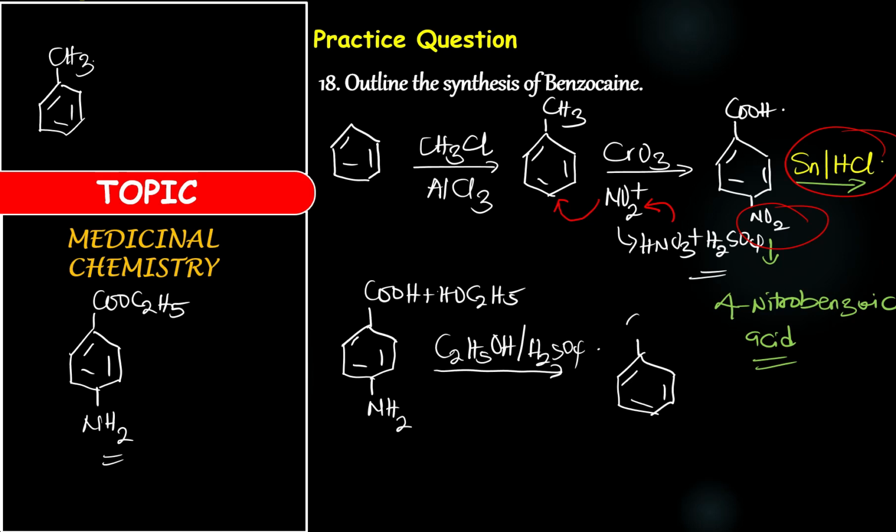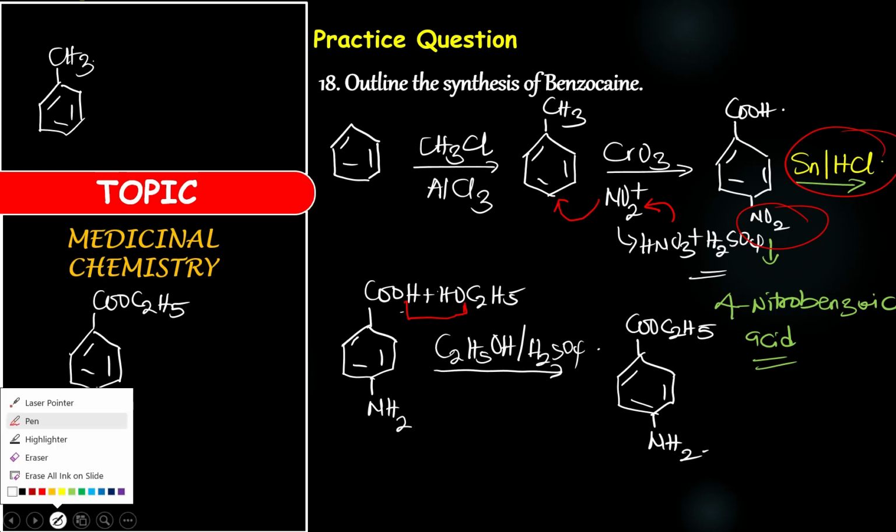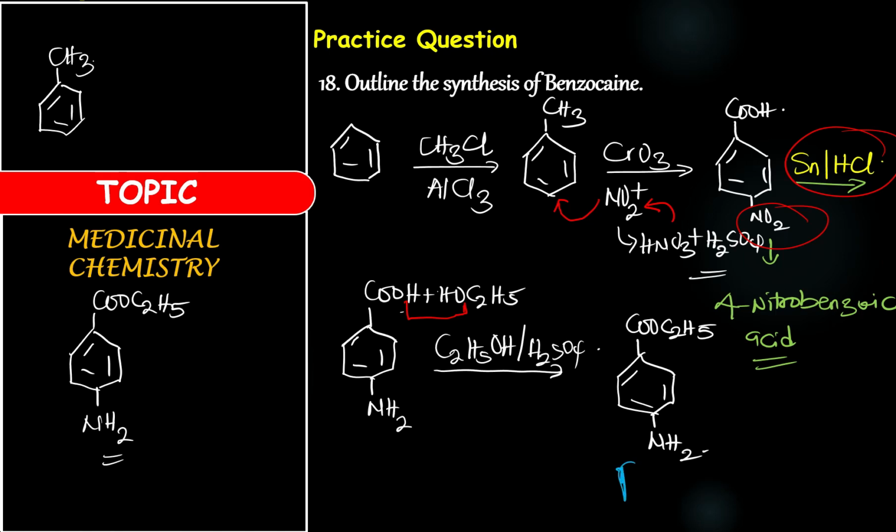So this will be COOC2, because you are removing this hydrogen. You are removing this hydrogen and this OH. You have COOC2H5. Alright, so here will be C2H5, and here will be NH2. So that is the product of this reaction. Do you understand that? And this is your ethyl 4-aminobenzoate, which is also called benzocaine. So this is how you synthesize your benzocaine.